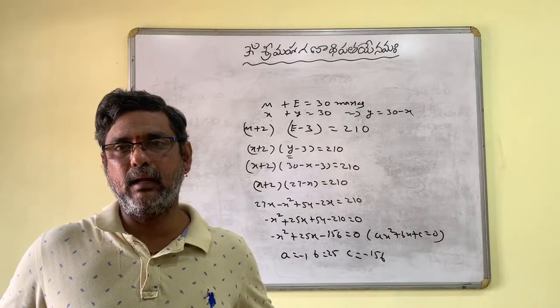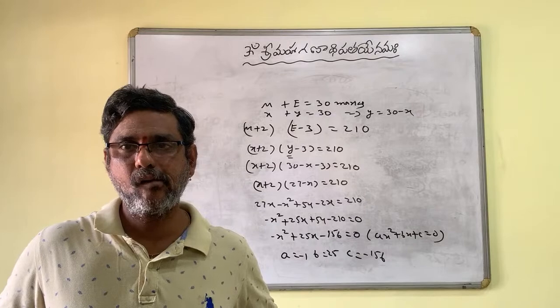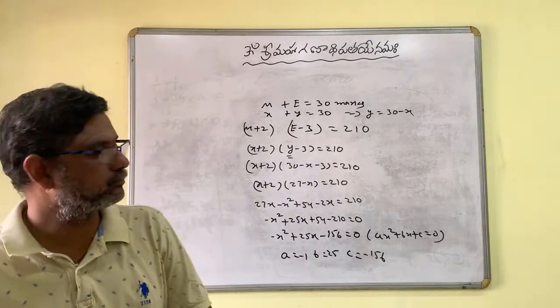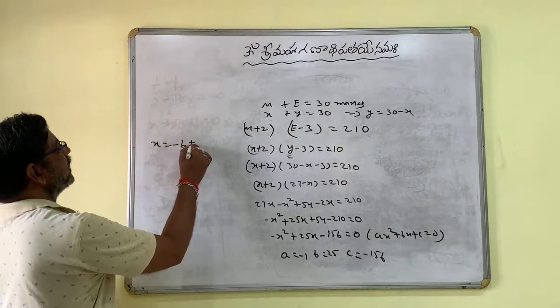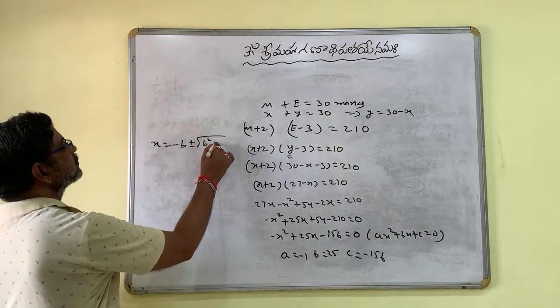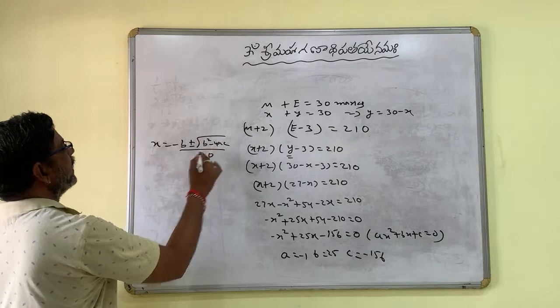Apply the quadratic formula. x is equal to minus b plus or minus root over b square minus 4ac, by 2a.